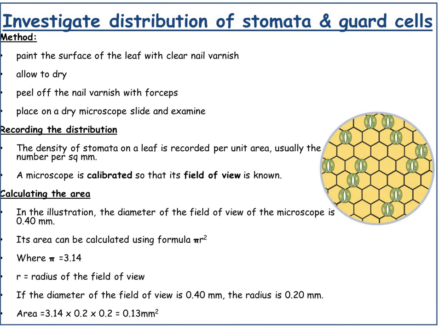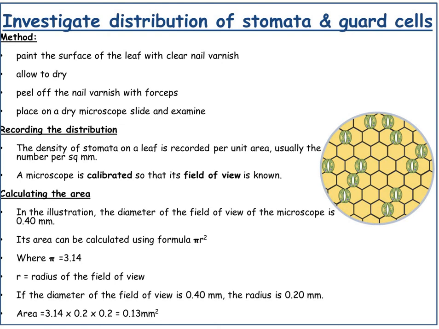So you can investigate the distribution of stomata and guard cells. The method you would use is you would paint the surface of the leaf with clear nail varnish, allow it to dry, peel off the nail varnish with forceps, place it on a dry microscope slide and examine. To record the distribution, the density of stomata on a leaf is recorded per unit area, which is usually the number per square millimetre.